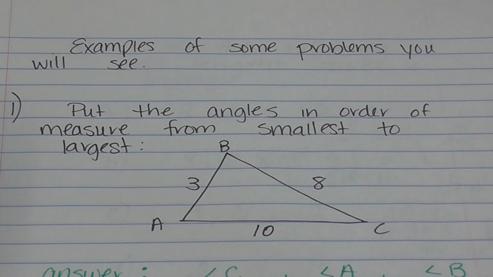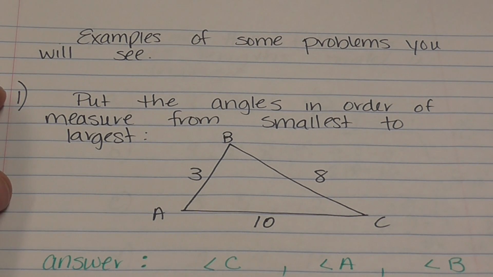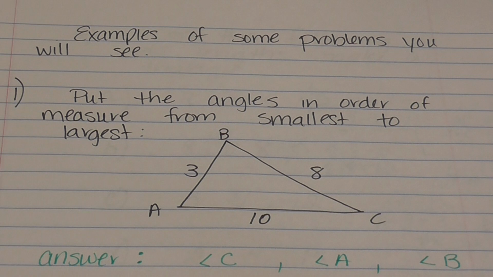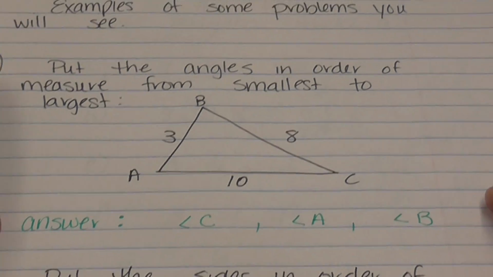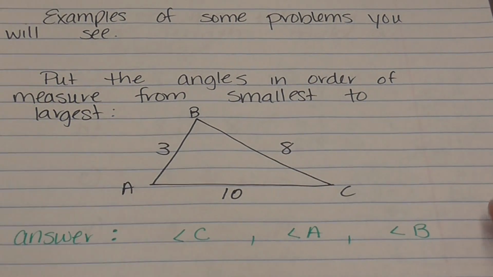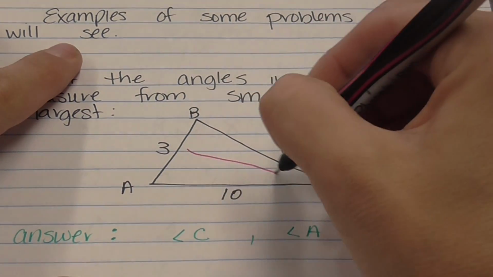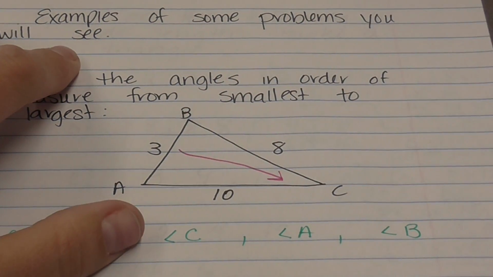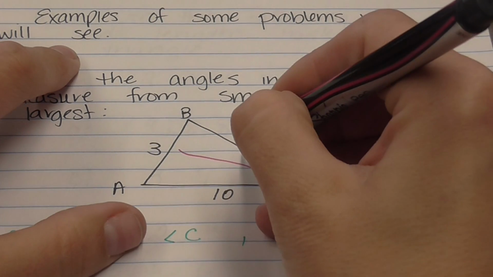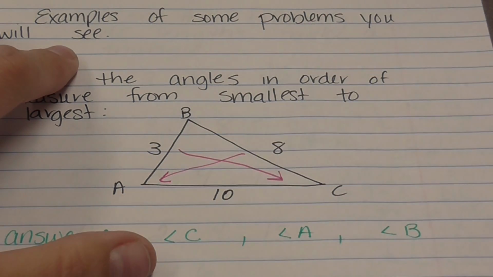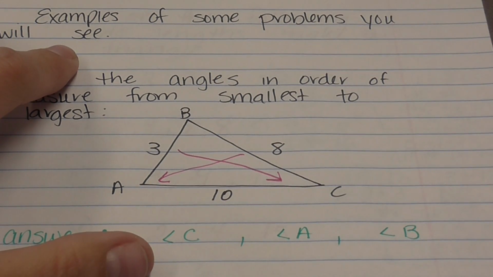So some examples of some problems you will see. Put the angles in order and measure from smallest to largest. And you notice they don't give you any angle measures. They give you side lengths. So it wants the angles to be in order from smallest to largest. So you start with the side, the smallest, that's AB. So we're going to start, angle C is going to be the smallest. Then we start with the next smallest number. Across from that is angle A. That's going to be the next smallest angle.